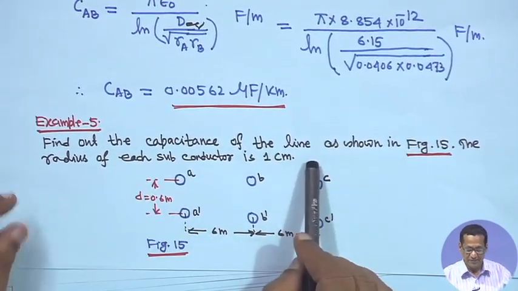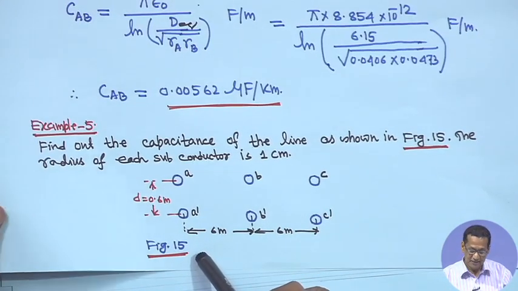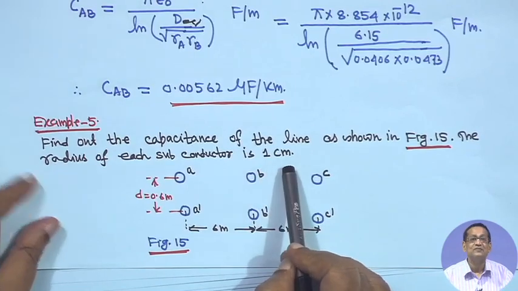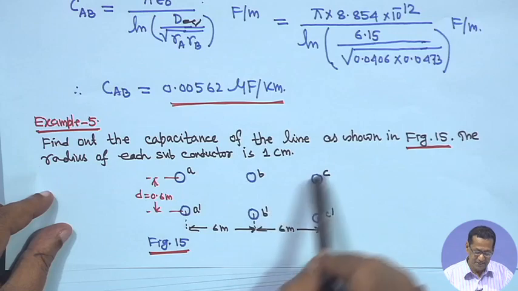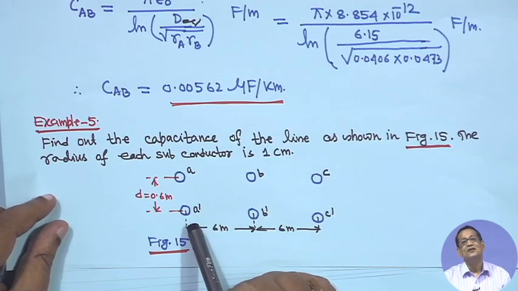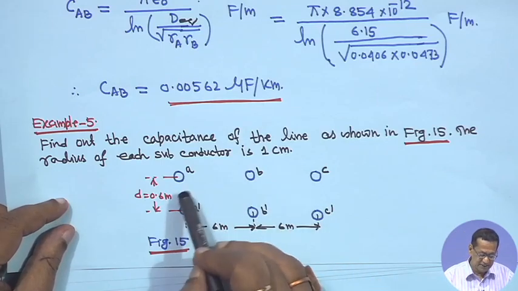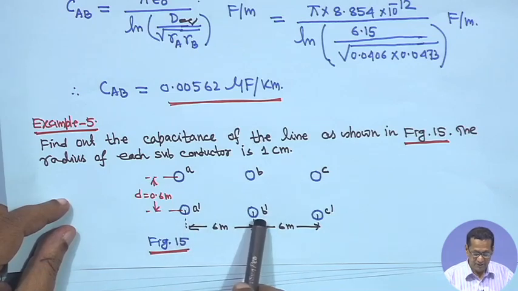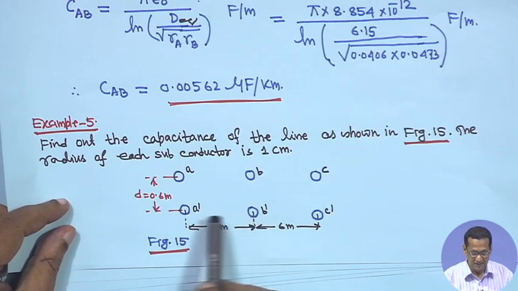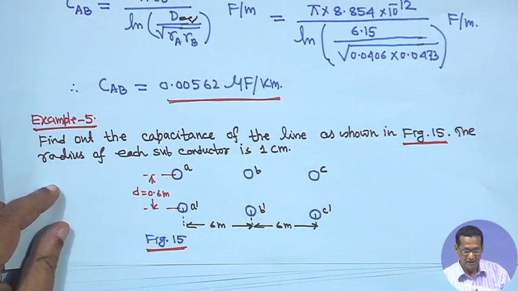The next one is to find out the capacitance of the line as shown in figure 15. The radius of each subconductor is 1 centimeter. So, A B C, A dash, B dash, C dash: in each phase 2 conductors are there with horizontal spacing, and the distance between these 2 conductors is 0.6 meter. Between any 2 phase conductors, A dash B dash or B dash C dash, it is 6 meter. So, you have to find out the line capacitance.